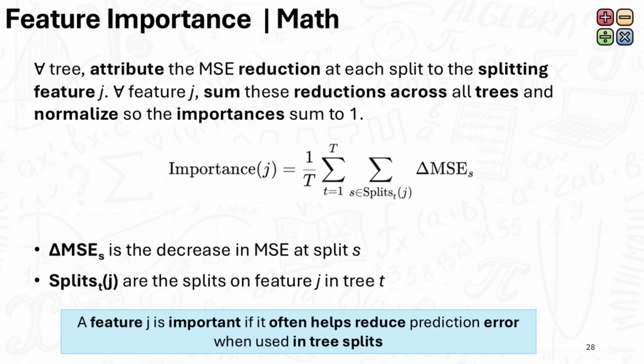The fundamental takeaway is highlighted in the blue box. A feature J is considered important if it often helps reduce prediction error when used in tree splits. This isn't just a subjective guess. It is a rigorous accounting of which variables provided the most information gained throughout the entire training process. By identifying these heavy hitters, we can prune away irrelevant data, making our model more robust and our ultimate optimization more profitable. In the next slide, we will see the visual results of this calculation applied to our demand data set.